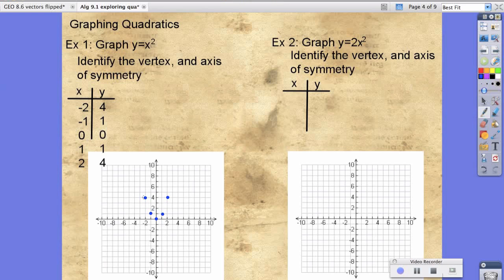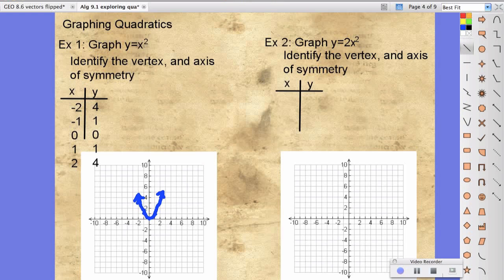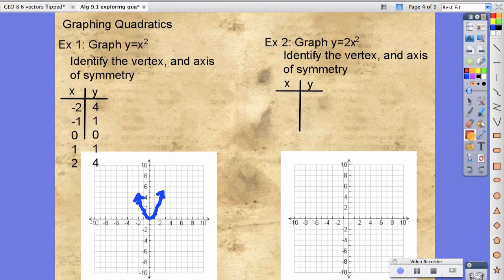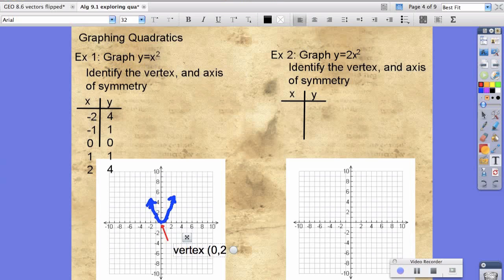So if we connect the dots on this, we'll get a parabola like so. Remember, it goes on infinitely long, so we have to do the arrowheads. Now, it says to identify the vertex. The vertex here is going to be the point at the very, very bottom or the very, very top. So in this instance, we actually have our vertex right here. So our vertex is 0, 0.